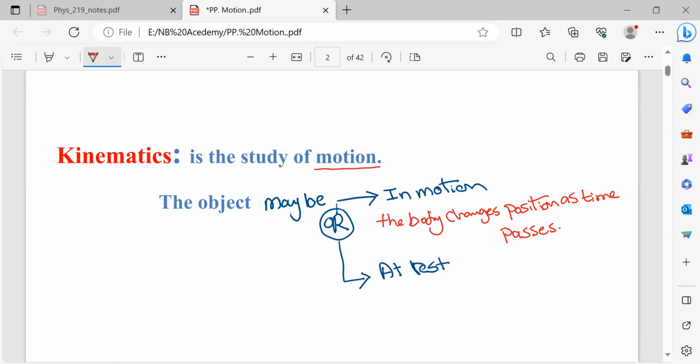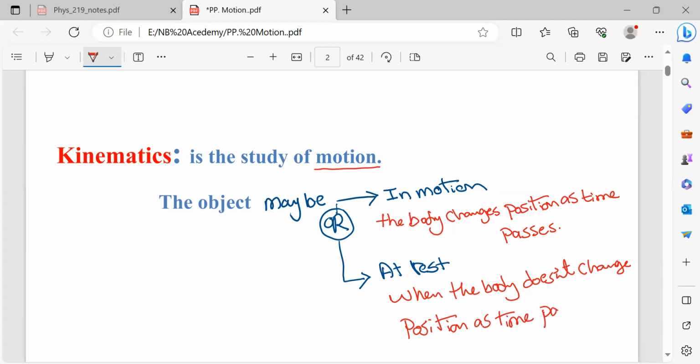So what's meant by a body at rest? It will be when the body doesn't change position as time passes.